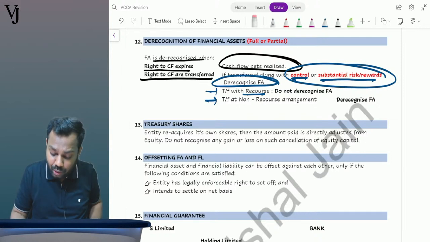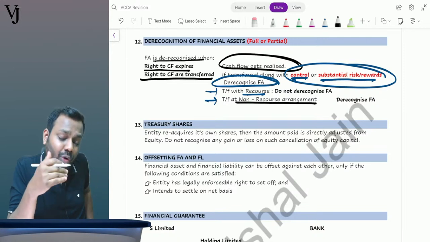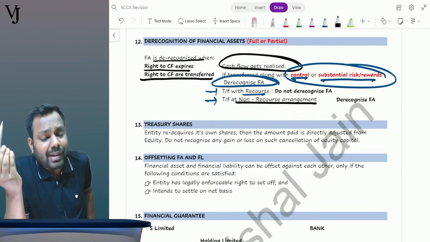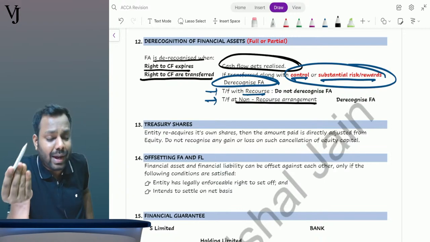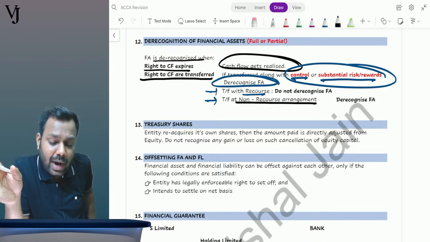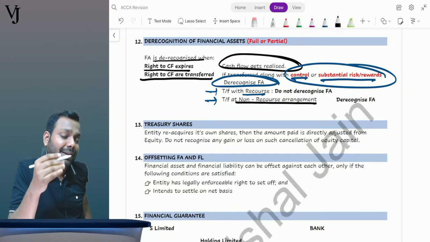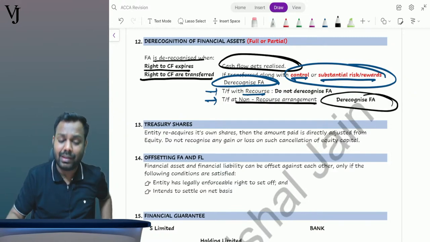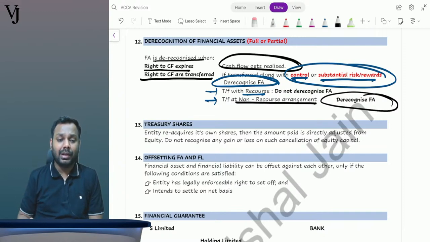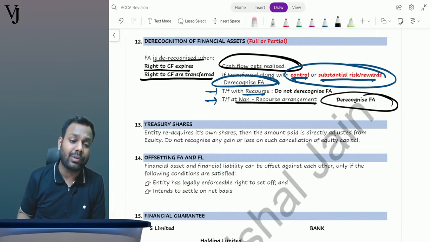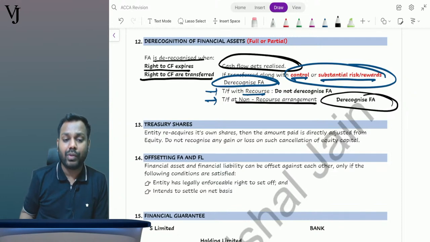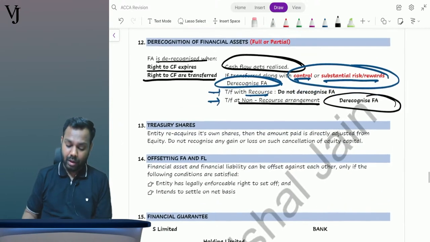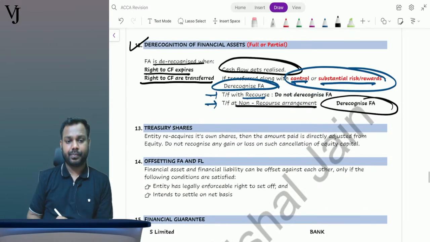But now, non-recourse arrangement means what? When I sold the financial assets, whether that party is able to realize or not able to realize, I am not bothered about it at all. In that case, it is a transfer with non-recourse arrangement, and hence we can derecognize the financial asset in such cases. That is, we transfer the financial asset with the substantial risk or rewards or along with the control. Is it clear, everyone?